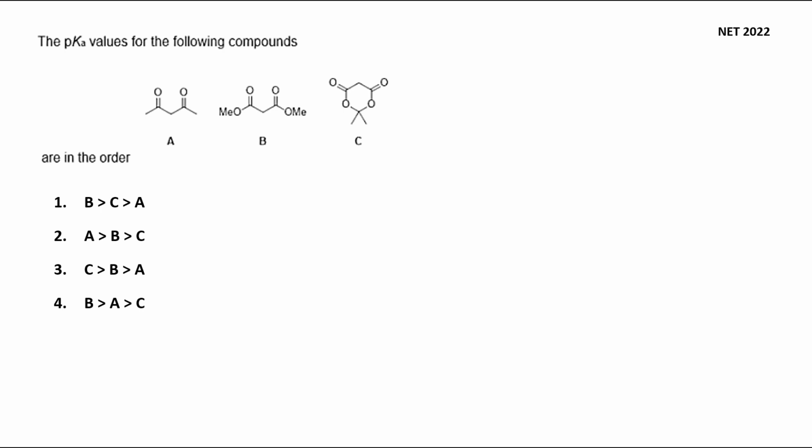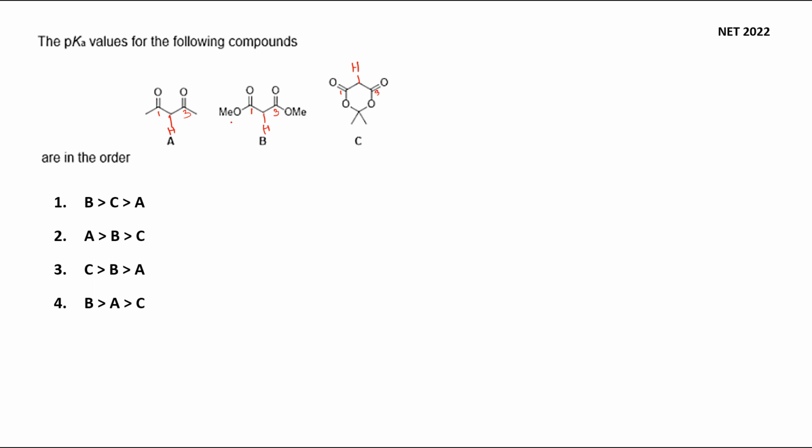Here we have 3 compounds, and the common point is that all of these are 1,3-dicarbonyl compounds. In these 1,3-dicarbonyl compounds, if we consider the middle methylene group and remove this hydrogen, there will be a negative charge. So we will try to see in which case this negative charge is most stable. Now in A and B, the negative charge is stabilized by these 2 carbonyls.